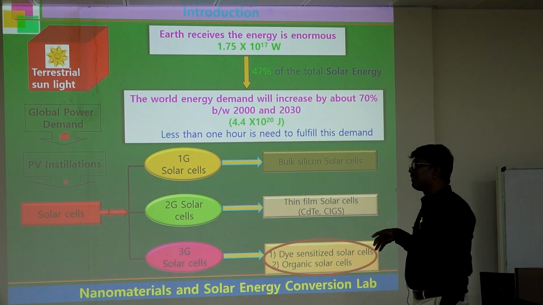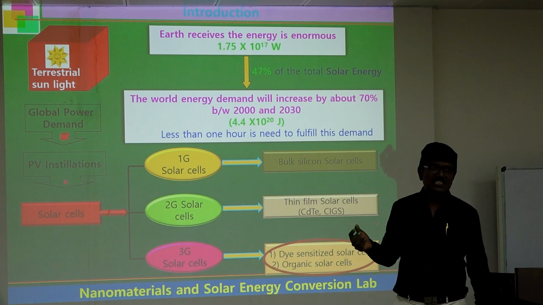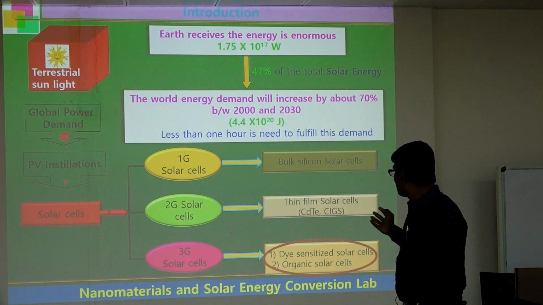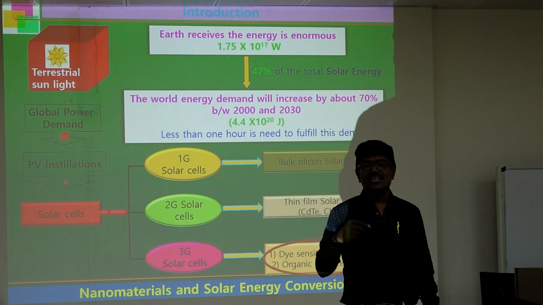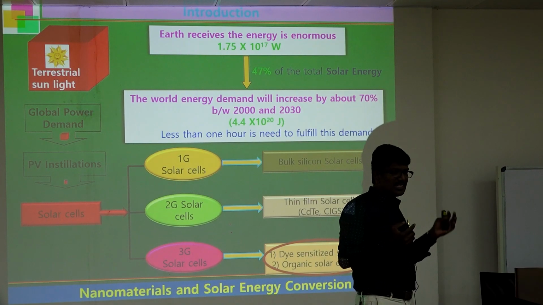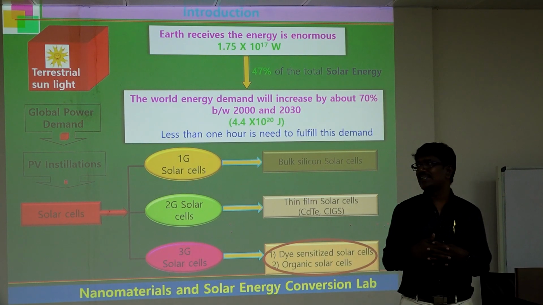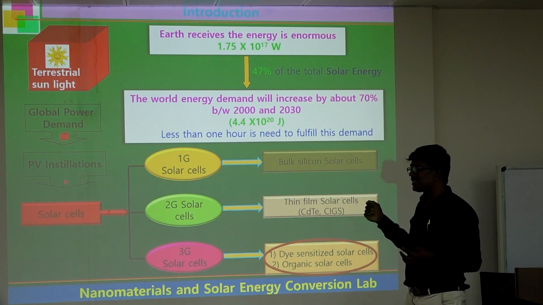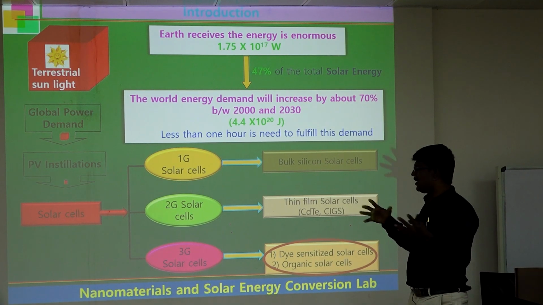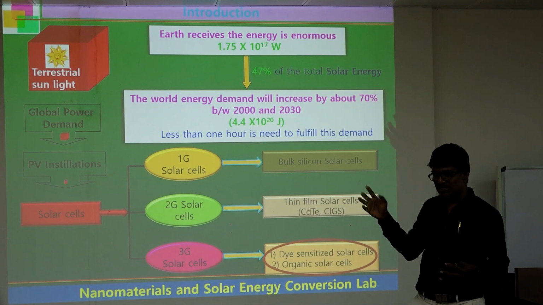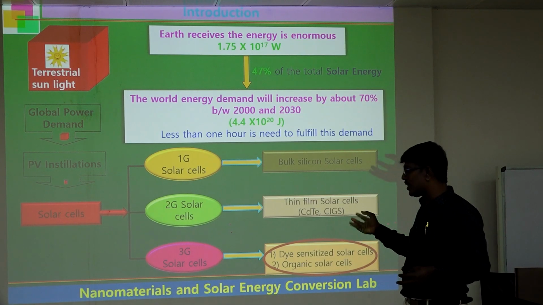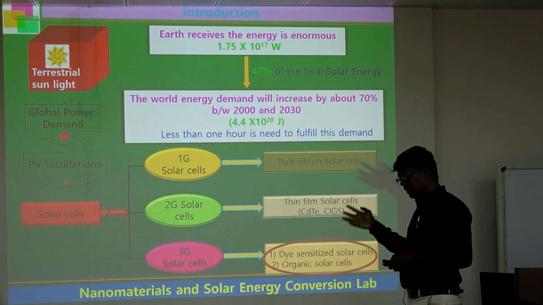Then at present we are at the third generation solar cells, where we are working on dye-sensitized solar cells and organic solar cells. Dye-sensitized solar cells started in the year 1989, when the first paper came from Grätzel. After that, enough work has been going on, and people are also working on organic solar cells. This is the scenario we are now going to talk about, the third generation solar cells, more in depth.